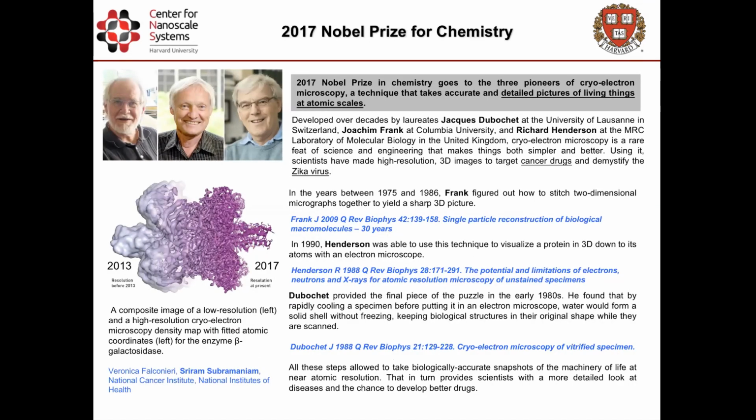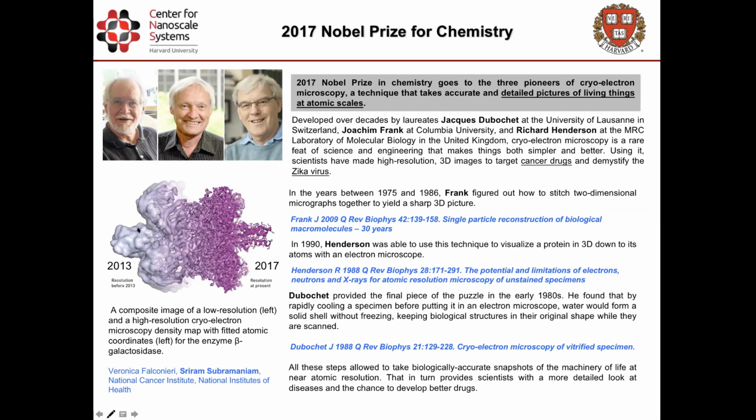And all this resolution revolution led in 2017 to the Nobel Prize for chemistry to Jacques Dubochet, Joachim Frank, and Richard Henderson. And you can see here illustrated in a structure how this reflects from 2013 to 2017.